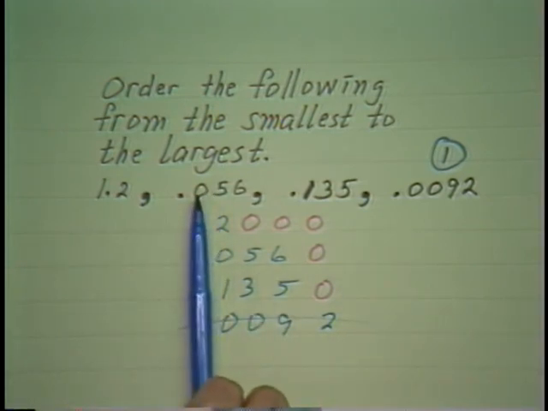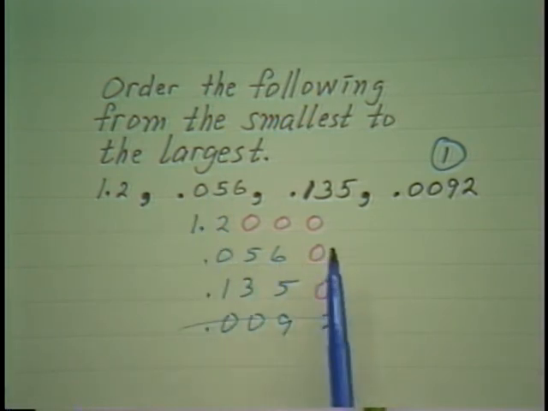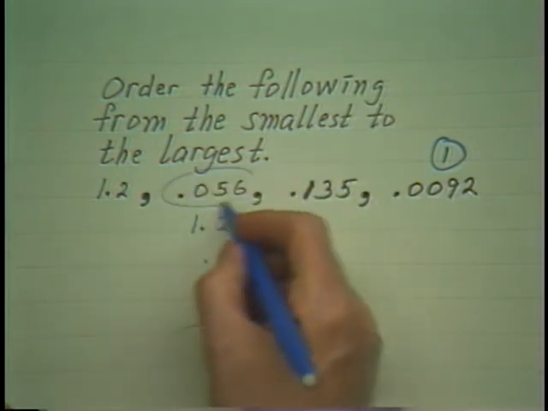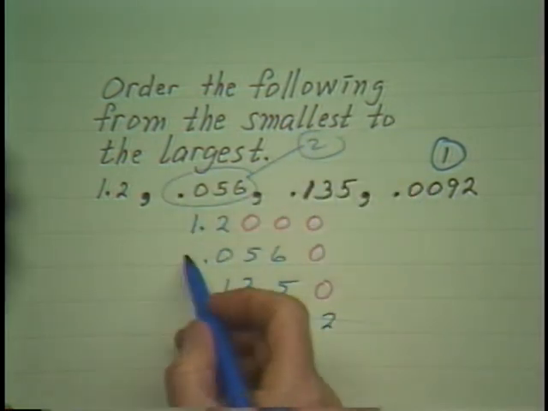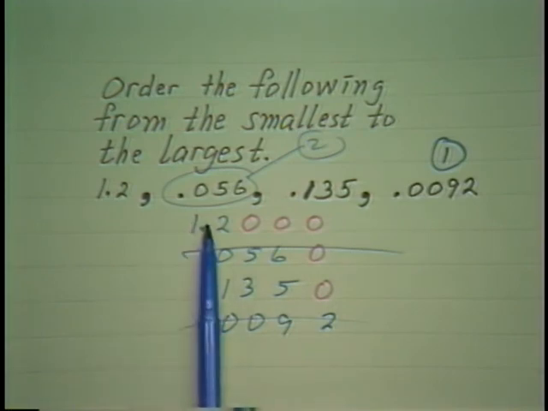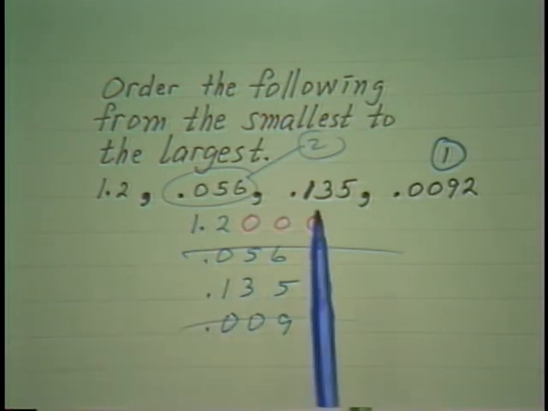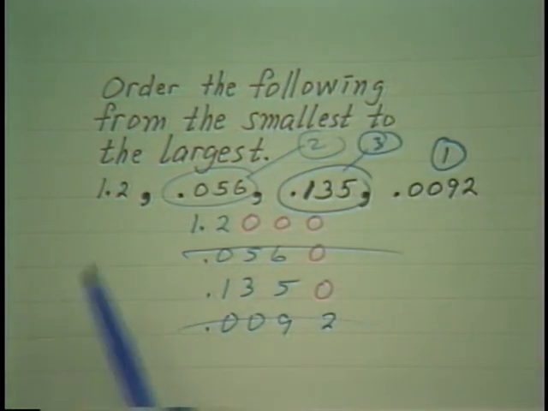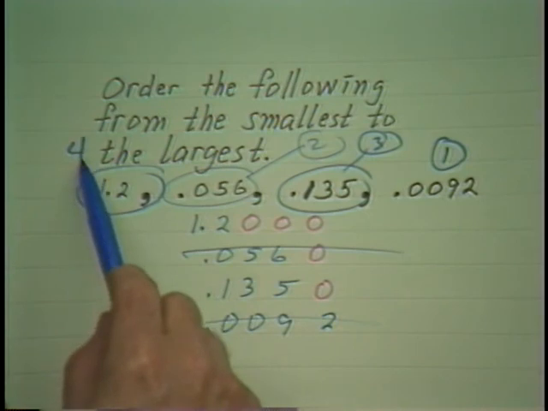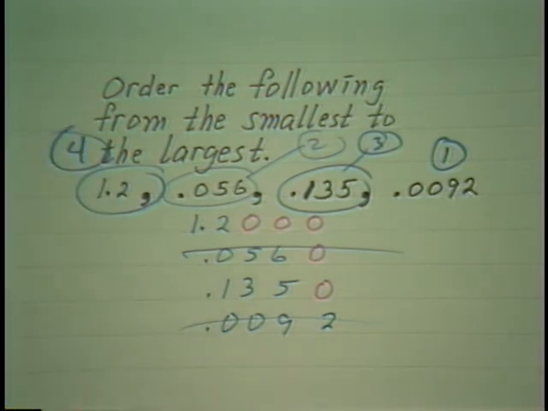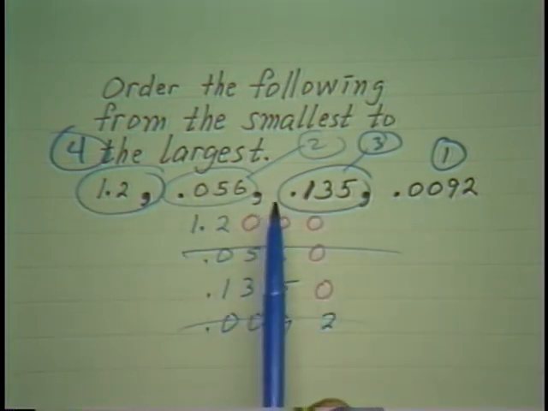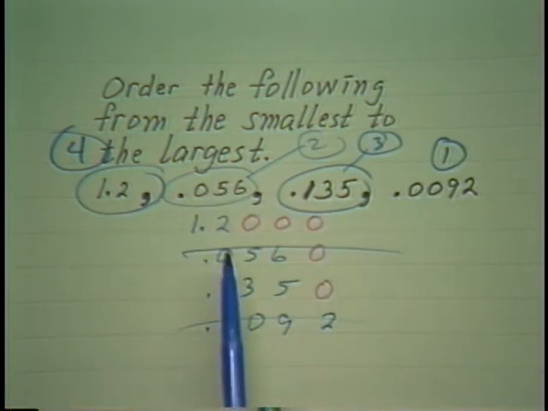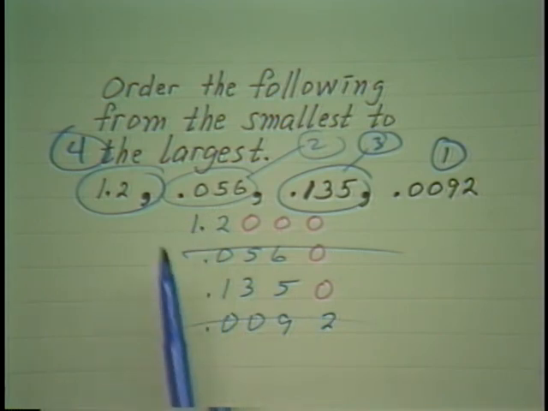Then the next smallest would be the 560 here. Then the next smallest, 1350. And then, of course, that makes this the largest. With very little practice, you can do this mentally without going through this trickery, but this is useful until you're comfortable in beginning to think in terms of size.